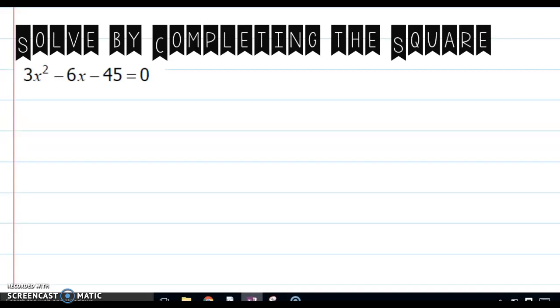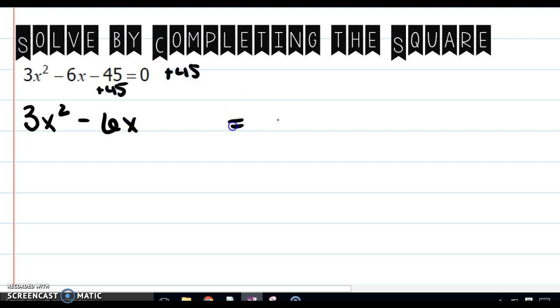Okay, so the directions here say solve by completing the square. So we have a quadratic, and we don't really want to use graphing for these, and we don't want to use factoring. We would want to use completing the square. So step 1 is to get C over to the other side. You add 40 to both sides, and I tell you to leave a space.